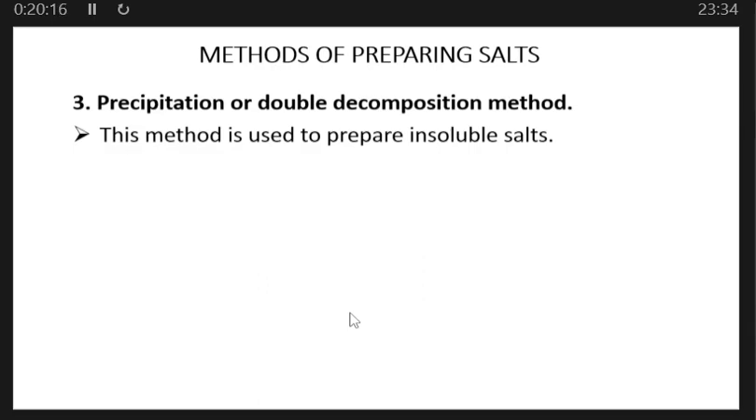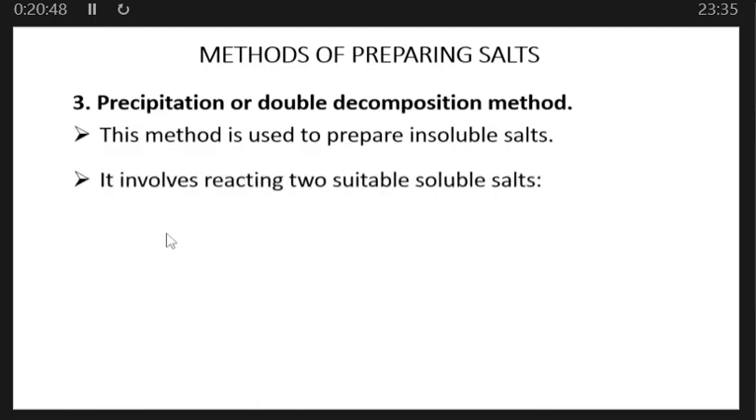So the ones we talked about: titration or neutralization, then displacement or filter and crystallization. These are used to prepare soluble salts of different characteristics. But this precipitation method is used to prepare insoluble salts. You see? So easy to remember how these methods work. All right?